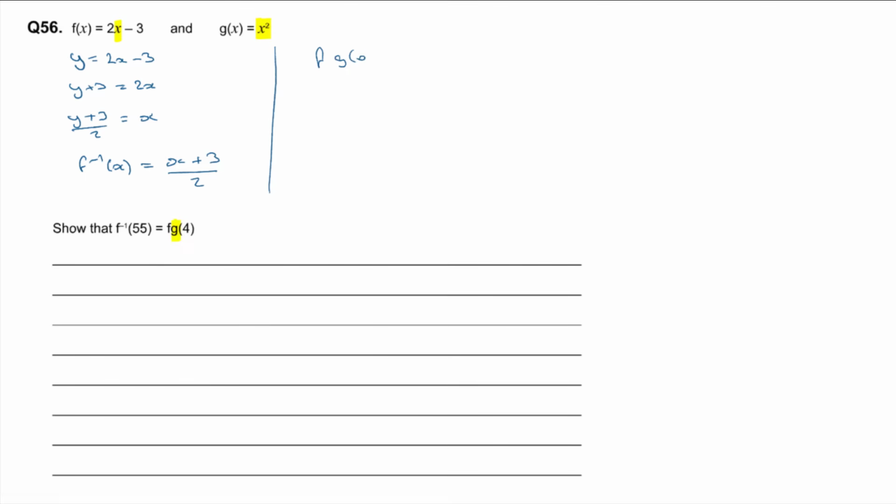So f of g of x is going to be 2 lots of x squared minus 3, which is just 2x squared minus 3, isn't it? That wasn't too bad. So now we've got those two expressions. We know what f to the minus 1 of x is, and we know what f of g of x is. We can then evaluate these two things, can't we? So let's do the inverse one first.